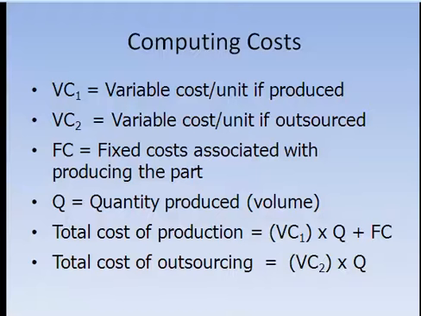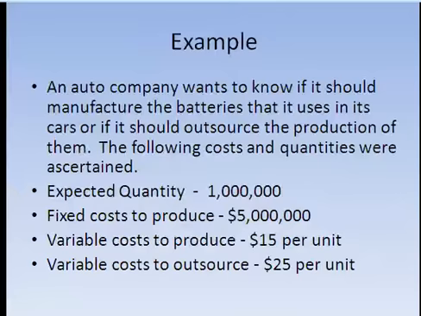Now, if we produce it in-house, we will have fixed costs associated with producing the product. And in this formula, Q is the quantity produced. So if you're going to produce them in-house, you get your variable cost times quantity plus fixed cost. If you're outsourcing, you just have your variable cost.